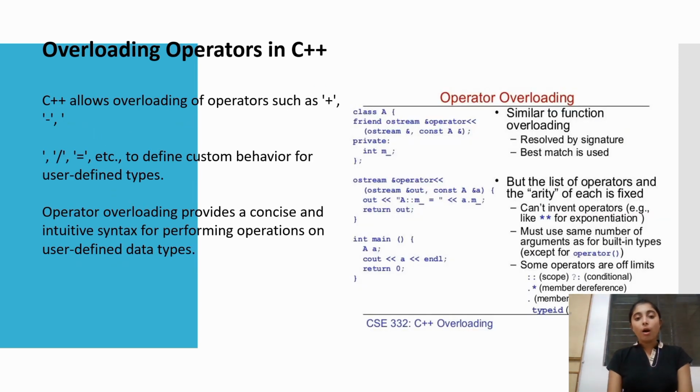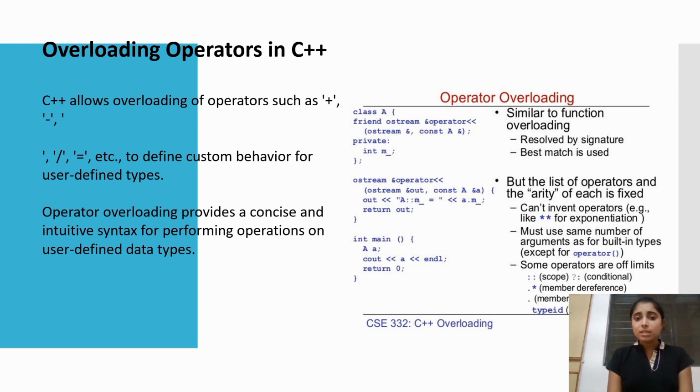Overloading operators in C++. C++ allows overloading of operators such as plus, minus, etc. Define custom behavior for user-defined types. Operator overloading provides a concise and intuitive syntax for performing operations on user-defined data types.